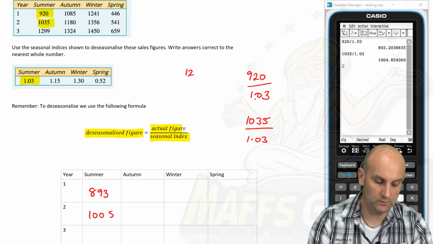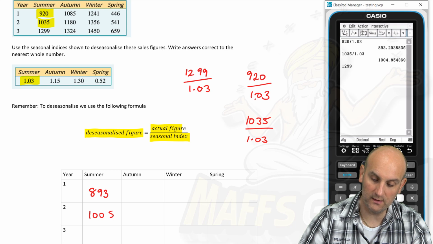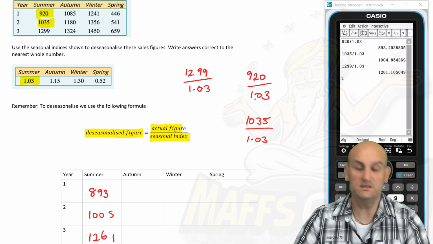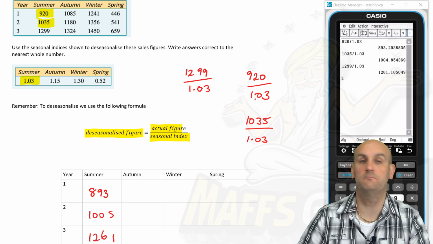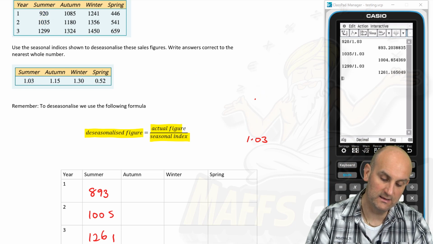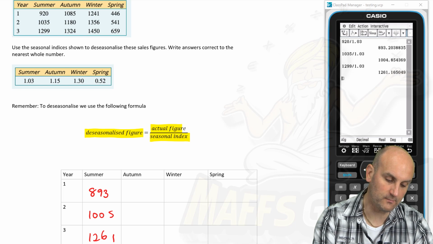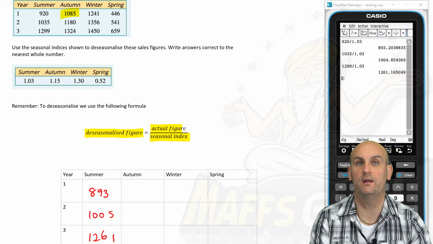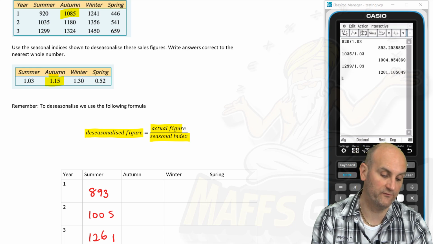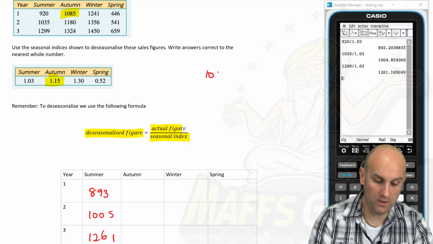Let's just do the last one, 1299. 1299 divided by 1.03 gives me the staggering value of 1261. So they are all my summer values done. It's time to move on to my autumn values. Let's just clear some of this down so that it's easier to see. My autumn starts with 1085, but now my seasonal index is 1.15. So we now do 1085 divided by 1.15.